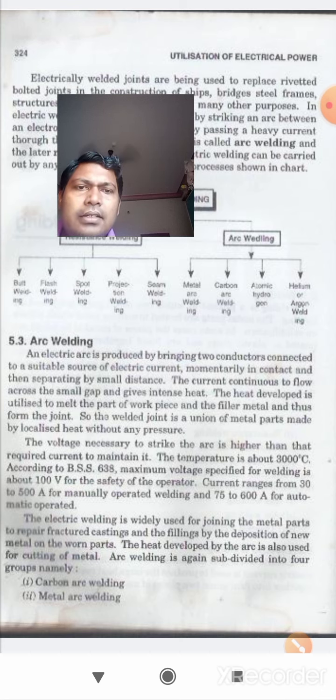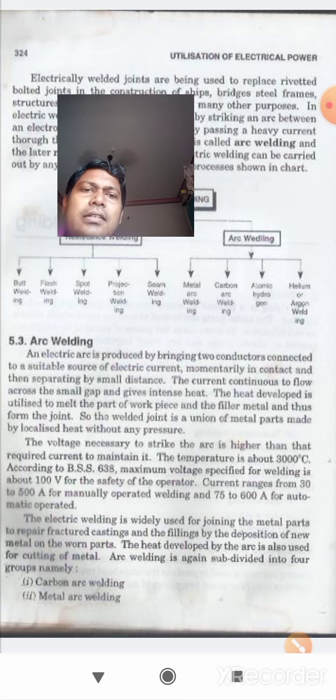So welding is widely used for joining metal parts and to repair fractured castings. What is a fractured casting? Where there are hairline cracks also. If a metal object or a solid structure has a hairline crack, it can also be repaired by the use of arc welding. The heat developed by the arc is also used for cutting metals. So by the use of arc welding, we can cut the metal also.